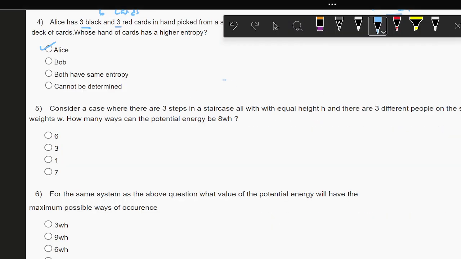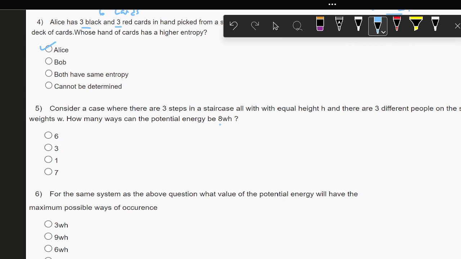So question number 5 we'll now look at. So let us read the question. It is again a sum. Okay, so now the card problems are done. Two of the problems, 3 and 4, were based on cards. Now this is a staircase problem. It is given that consider a case where there are 3 steps in a staircase, all with equal height h, and there are 3 different people on the staircase with equal weights w. Then how many ways can the potential energy be 8Wh?